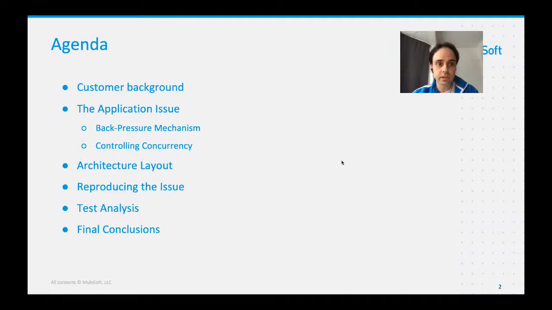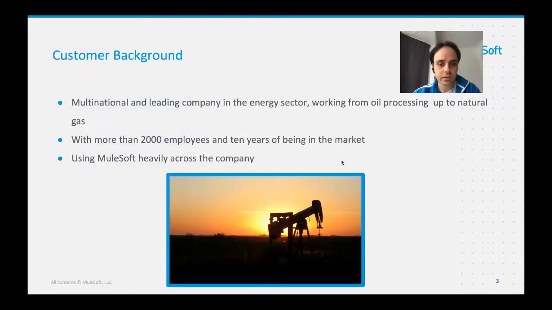So this is today's agenda, and we'll be talking a little bit about the customer, the main application issue, the backpressure mechanism, and also the concurrency value that they were not setting, the architecture layout, the way in which we reproduced the issue, the different test analyses we did in order to reach a conclusion with the customer, and then the final takeaways. So let's move on to the next one.